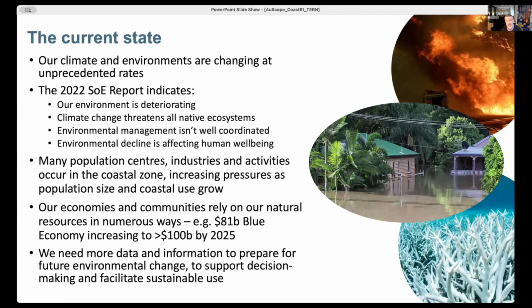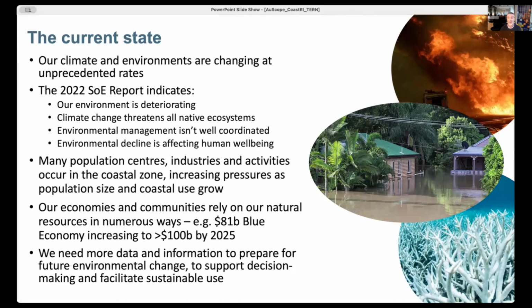So as you're all aware, the current state of the coast is changing, and it's changing rapidly and in unprecedented ways. Many of you were probably involved in putting together state of environment reports, but the 2022 State of the Environment report shows that our environment's deteriorating, climate change is threatening all of our native ecosystems. Environmental management isn't particularly well coordinated across the country, and environmental decline is affecting all human well-being. And that's particularly true of coastal regions.